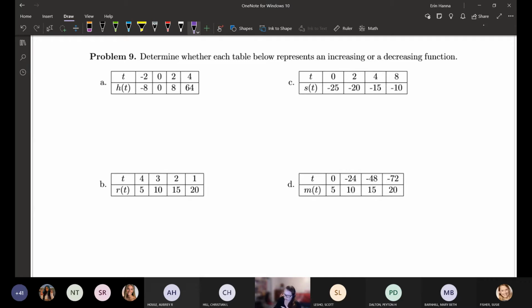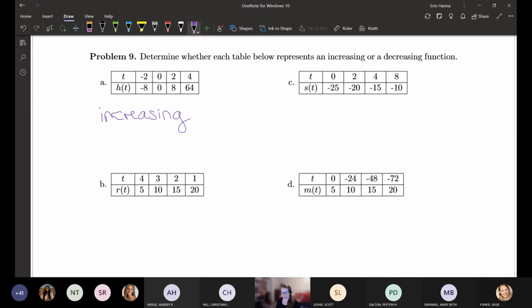And then if we look at what those h of t values are doing, if we go from -8 to 0, that's going up. We're increasing by 8, we're increasing by another 8, and then we're increasing by some other larger value that's greater than 8. It doesn't matter that they're increasing by different values. The fact that those y values are getting larger means that this would be an increasing function. So that function is increasing.